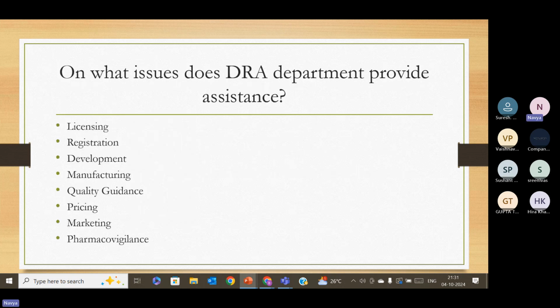Okay. So these are the different issues which we solve. One is license, registration, development, manufacturing, quality guidance, pricing, marketing, pharmacovigilance. So these are the different things which the regulatory department deals with. Okay, licensing of the product, registration of the product, development, manufacturing, quality guidance, pricing also, as well as marketing and pharmacovigilance.